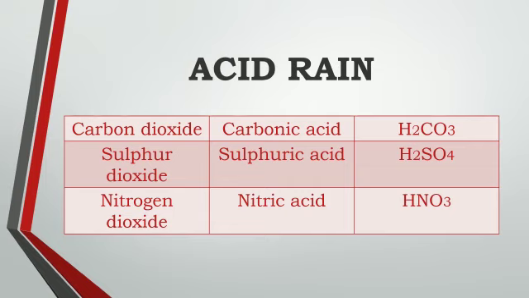The molecular formula for carbonic acid is H2CO3. The molecular formula for sulfuric acid is H2SO4. And the molecular formula for nitric acid is HNO3.